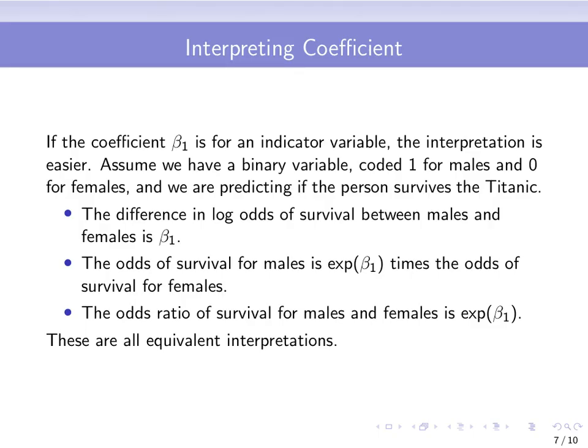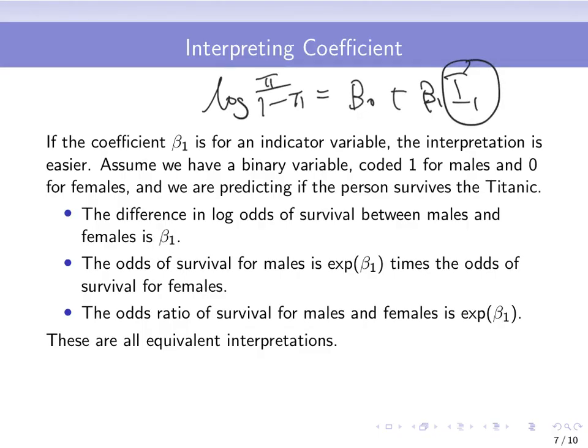So far we talked about what happens if it's a coefficient for a quantitative variable. If your predictor is an indicator variable, it's categorical, the interpretation is a little bit easier. So again, let's assume we have a binary variable coded 1 for males, 0 for females, and we are predicting if the person survives the Titanic, and we'll consider just a simple model again with just the gender variable. So we're going to say I1 equals 1 if the person is male and 0 if the person is female. How we interpret the coefficient is a little bit different with a categorical predictor.